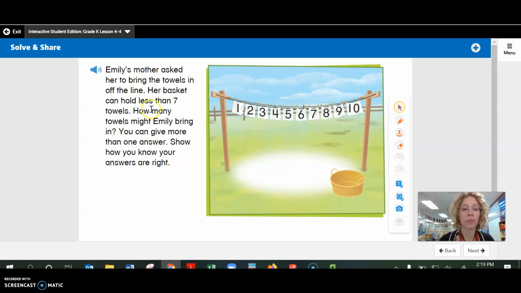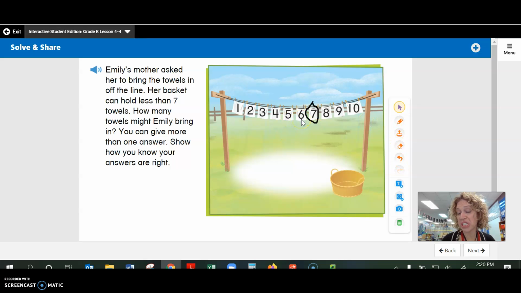Okay, so we know that Emily has to bring in some towels and her basket, here's her basket, only holds less than 7. So less, if you remember, means a smaller amount, okay? So I like to circle 7 so I know that it has to be smaller than 7. All right, so take a look. Which numbers are less than? Yeah, all these on this side, okay? There's a smaller amount. So we could put, what number?